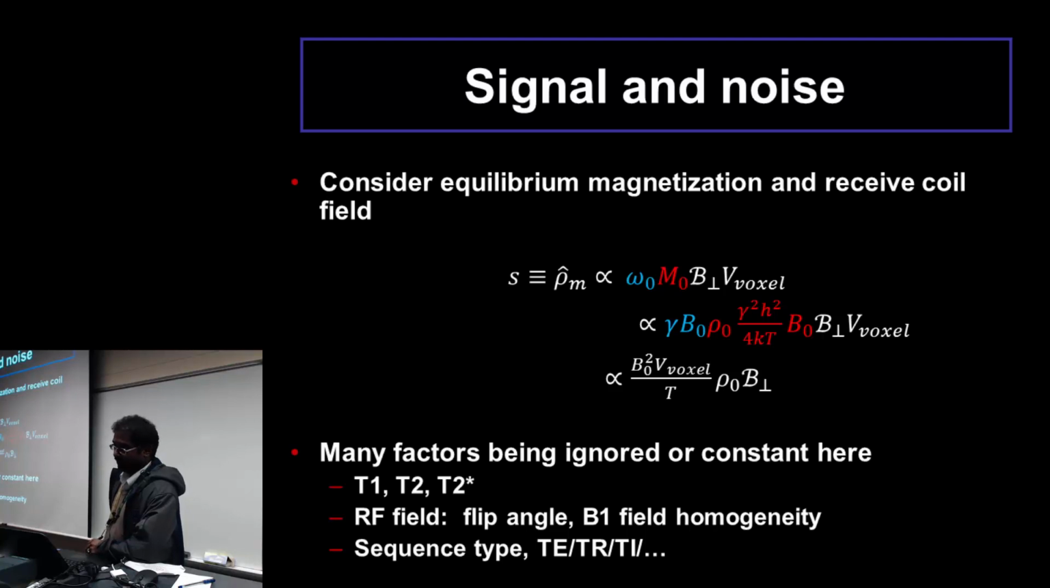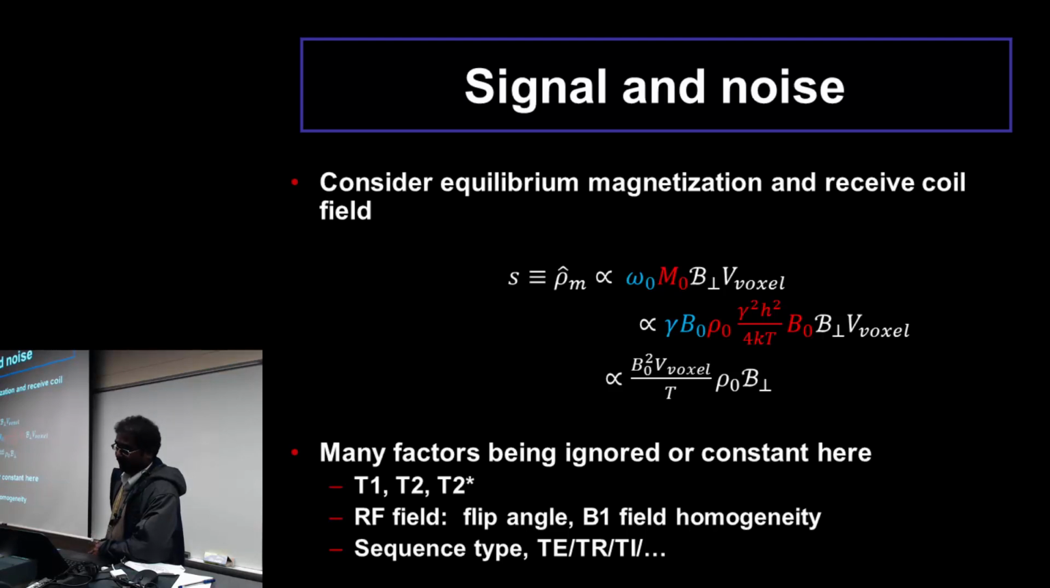Well, in this case, I'm sorry, I should take that back. The rho naught in this case is just the spin density, the number of protons per unit volume. The polarization aspect is already taken into consideration by the factor gamma squared h bar squared by 4 kT. So that polarization aspect is already taken care of, and it's just the spin density, which is rho naught. Rho naught is a material property, you can't change that, of course.